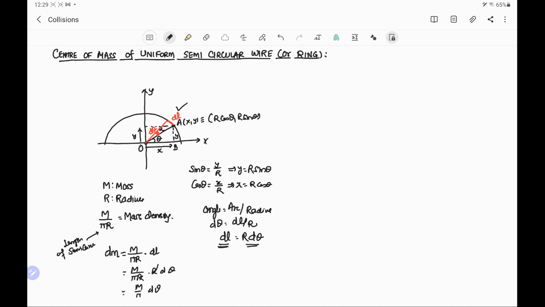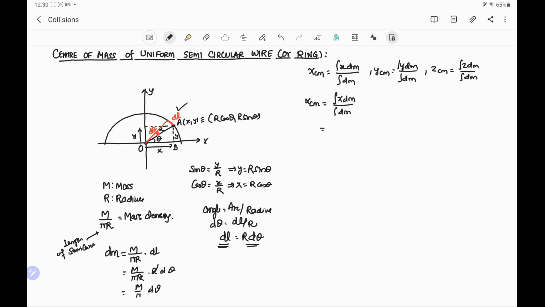Now we use the formula of center of mass to find the coordinates of it. X center of mass is integral x dm by integral dm. Y center of mass is integral y dm by integral dm. And z center of mass is integral z dm by integral dm. So we first find the x coordinate of the center of mass. It is equal to integral x dm by integral dm.